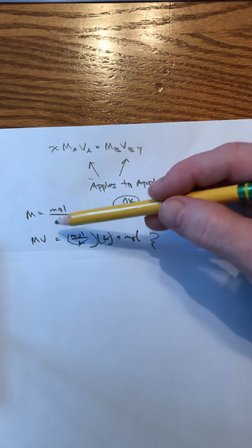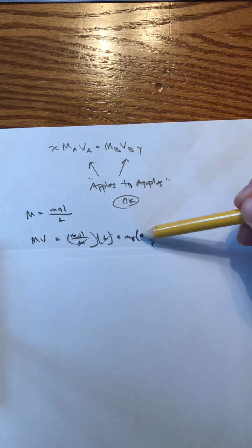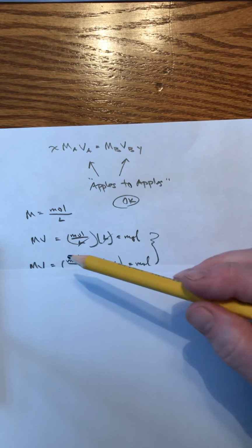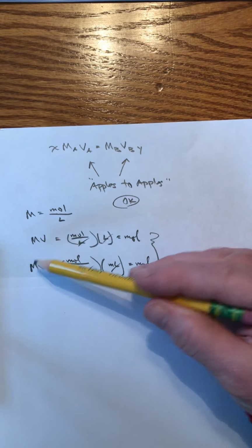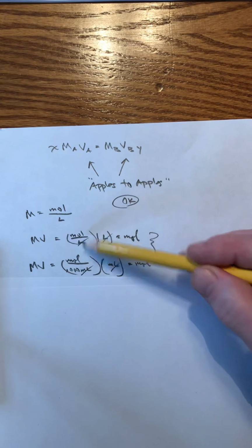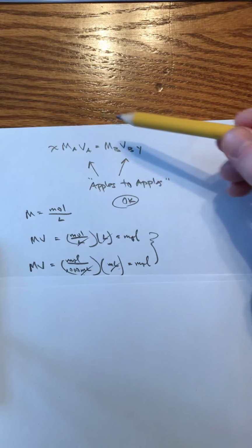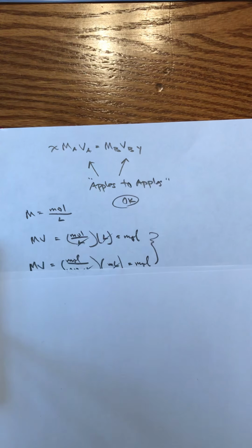So here's X MAVA equals MBVBY. Your volumes should be apples to apples. You can't have milliliters on one side and liters on the other side, but as long as they're the same, it's going to work out. If you multiply molarity times volume, molarity is moles per liter, volume, say for example liters, you'd get moles. You could also multiply molarity, moles per 1,000 milliliters, times milliliters, you're still going to get moles. So when you're done, you have moles of hydrogen ion equaling moles of hydroxide ion. That's when you know you're neutral.